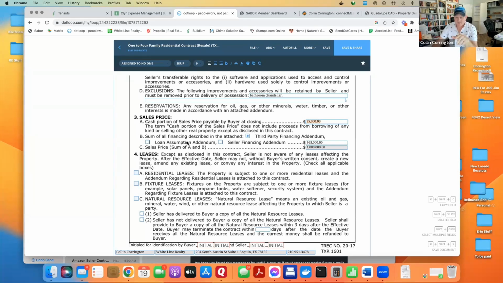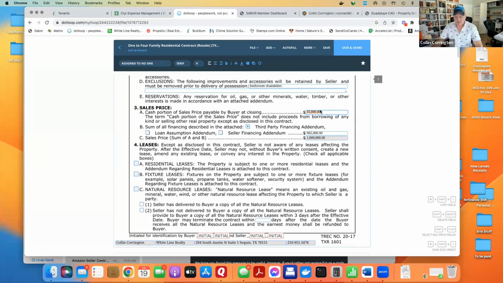Guys, the loan assumption addendum means I'm going to be taking over their loan. You need a separate addendum for that. And it'll tell you how much the loan is, and it's going to work the same. Like, hey, I got a loan for $50,000, but I want you to pay me $1 million, do the math. Or seller financing addendum, which means the owner of the property is going to carry the note. Again, these two are kind of specialized situations. This doesn't happen a whole lot. Most of the time you're going to do third party. And as you can see, this does the math for you. If it doesn't, just do the math.